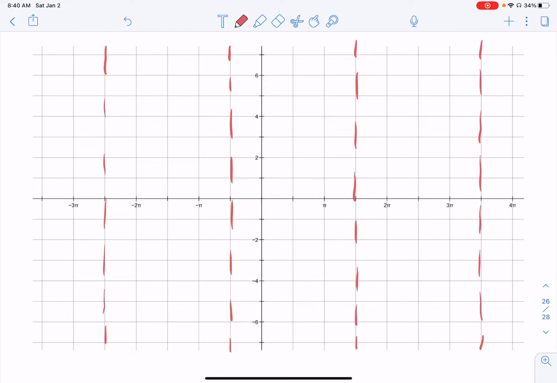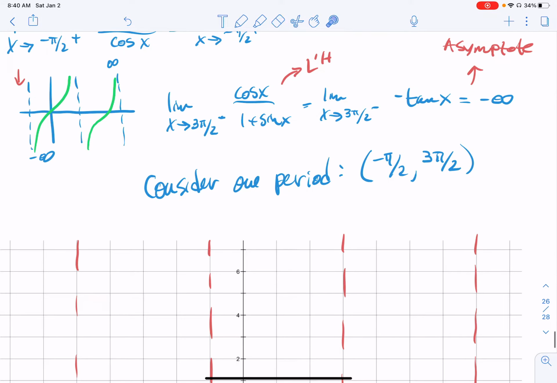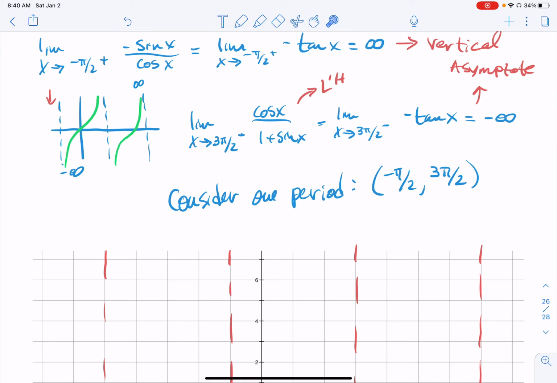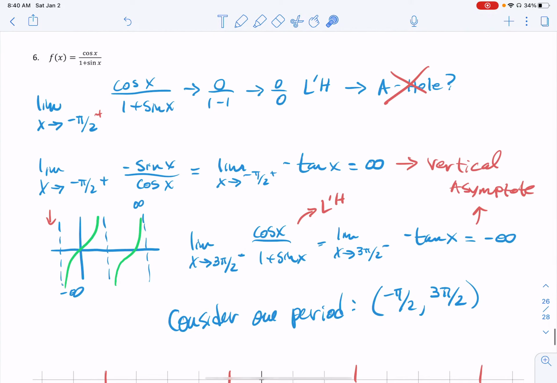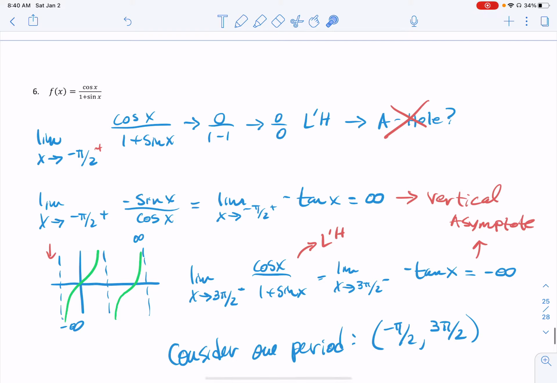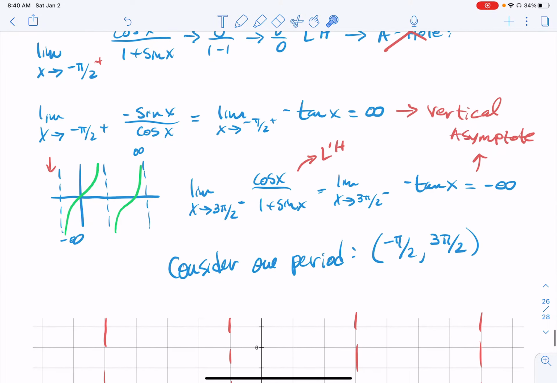All right, so far we've figured out that our trig function was periodic with a period of 2 pi. We're only going to consider one of those periods right here, and the boundaries of those two periods are actually vertical asymptotes, which was really strange because we had a 0 over 0 indeterminate form, but it still led to a vertical asymptote after using L'Hopital's rule.